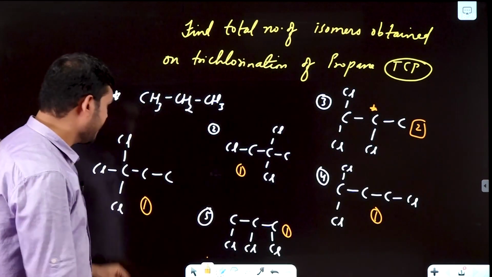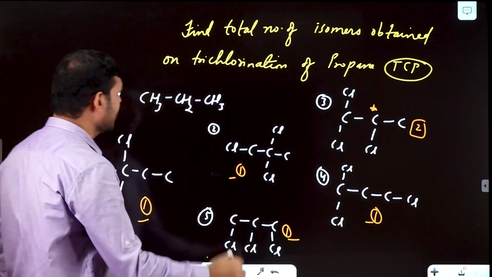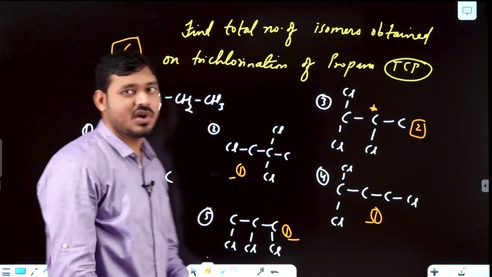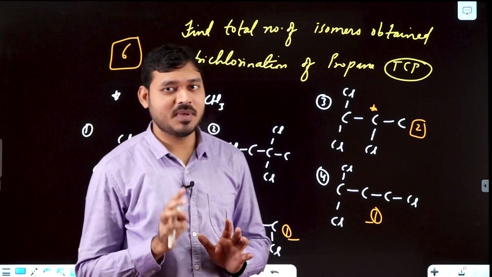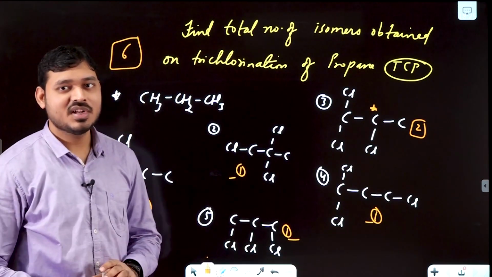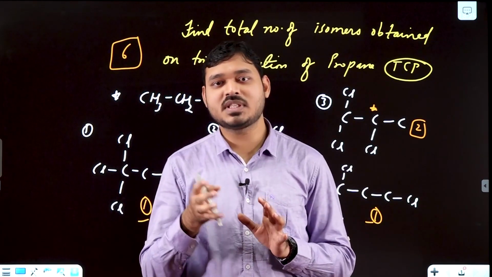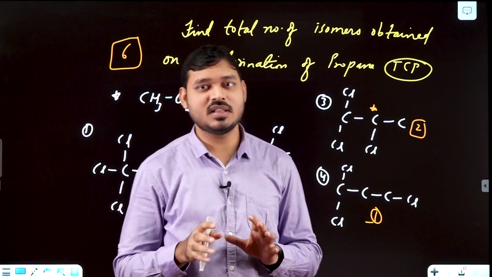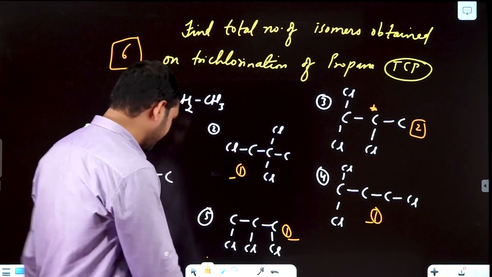So total will be 1, 2, 3, 4 and 2, 6. So the answer will be 6. TCP products on trichlorination of propane will be 6. Clear? I think all of you must have understood how to check MCP, DCP, TCP or all other cases. If you are asked in the examination, you can do it. Clear?